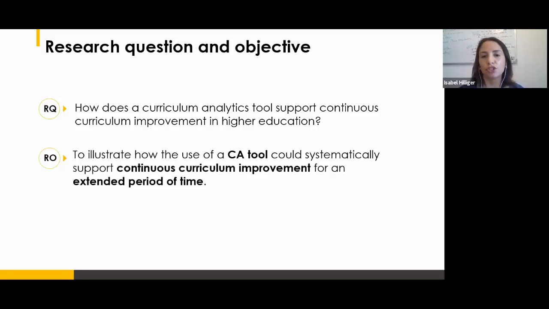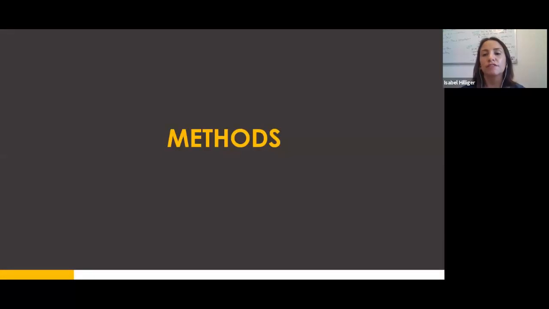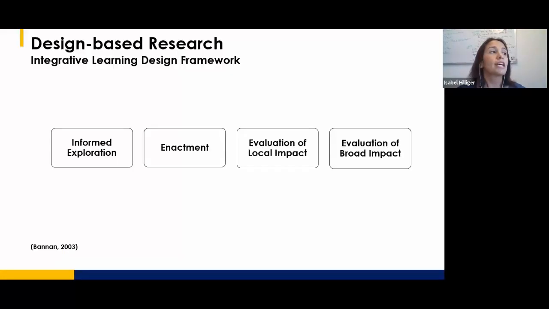So with this research question and objective in mind, in terms of methods, we decided to use a design-based research approach. This is an approach based on the principles of design and assumes that there are different cycles in order to iterate and understand how a tool could be better used in terms of the design of a tool. And we decided to give sense to the different cycles that we wanted to implement.